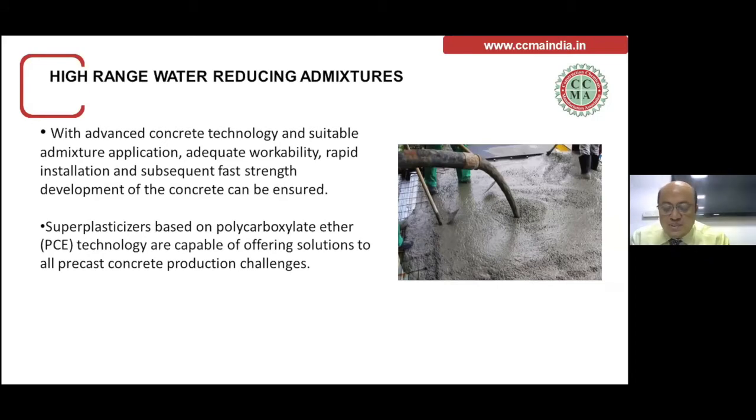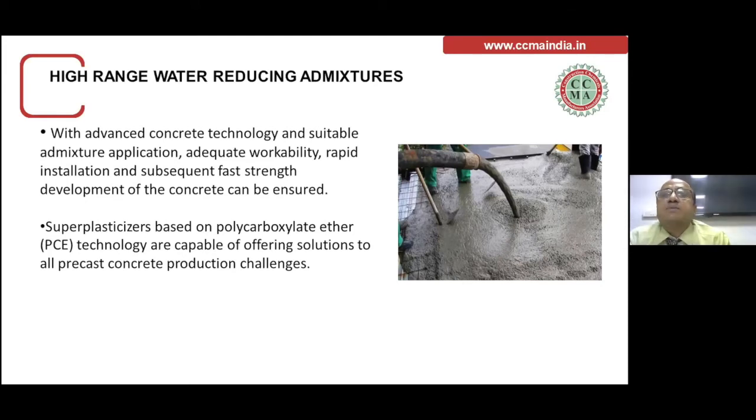So when polycarboxylate based admixtures came, everybody thought, okay, one thing is attained as per the requirement of precast: the high range water reducer makes high water reduction in the concrete possible, and that can attain good strength as well as durable concrete.